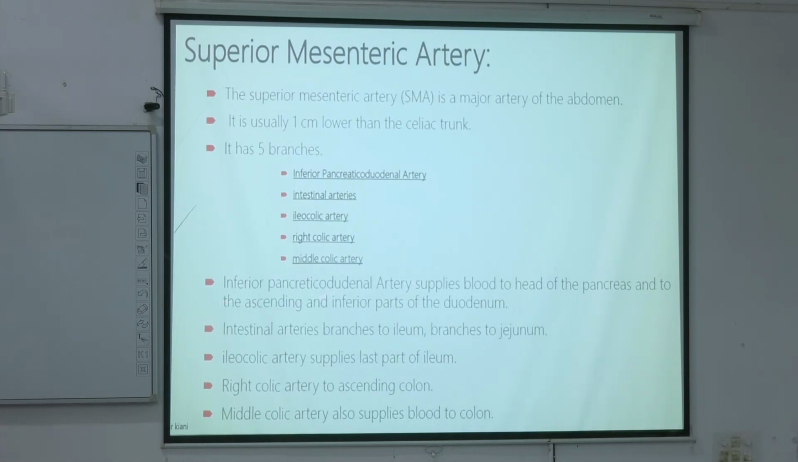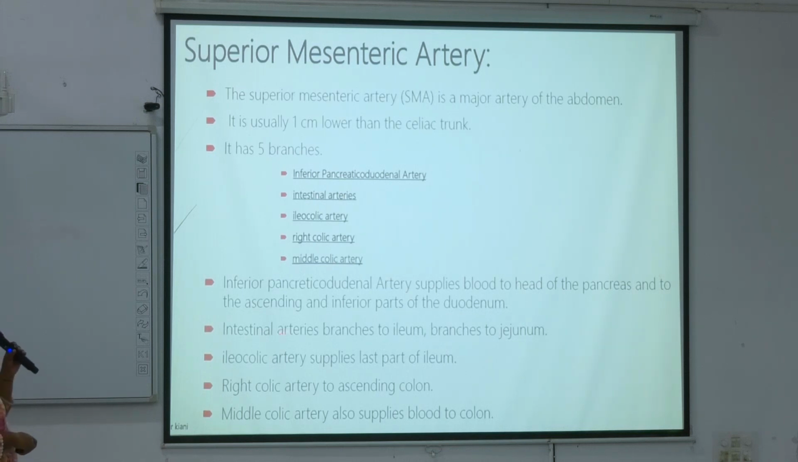So inferior pancreatico-duodenal artery supplies blood to the head of the pancreas and to the ascending and inferior parts of the duodenum also. Ascending means fourth part and inferior means third part. Third and fourth parts are supplied by this superior mesenteric artery because they are included within midgut. First and second parts are included within the foregut, so they will be supplied by branches from celiac trunk.